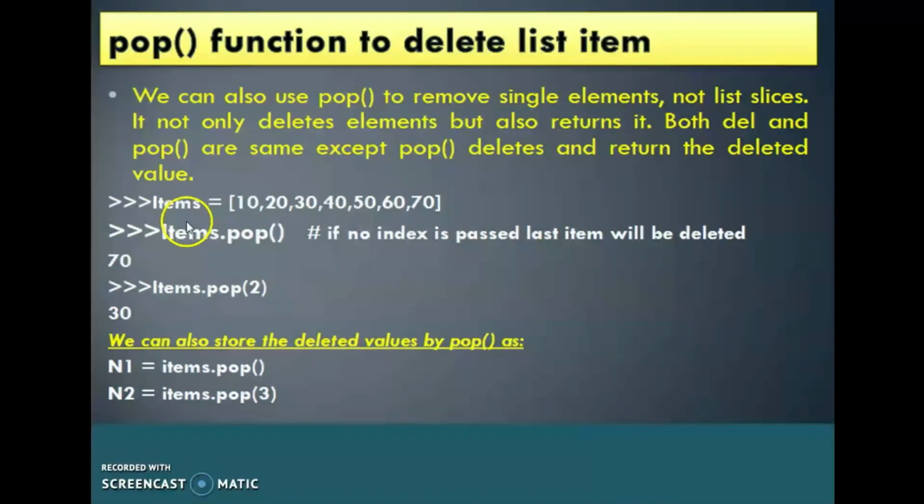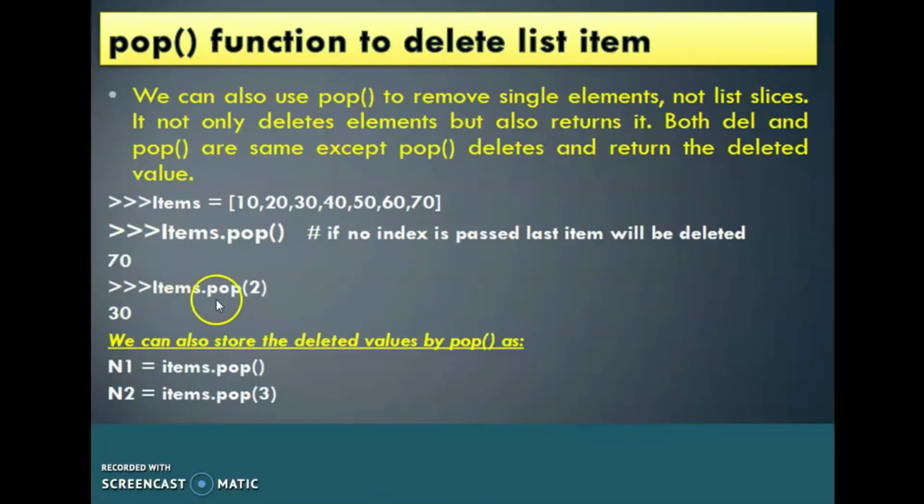Okay, check this one. items = [10, 20, 30, 40, 50, 60, 70]. items.pop(). By default, the last index value will be deleted from a list. If no index is passed, the last item will be deleted. That is, 70 is the value. That value will be deleted from this list items.